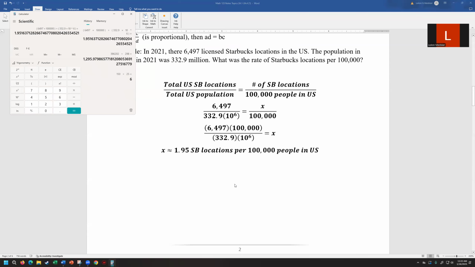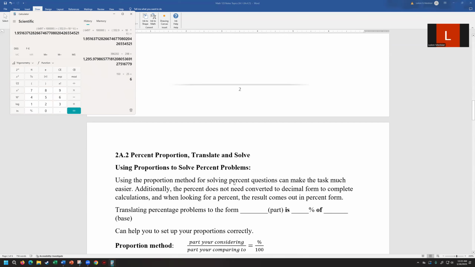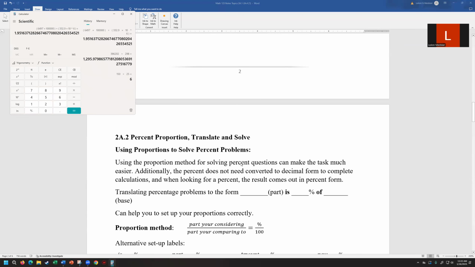Okay, all right, so that ends 2A.1. Remember, we're going to be going through these quicker because all of the little You Try questions are going to follow in the Kahoot that you're going to try on your own. Now 2A.2 is the percent proportion, translate and solve. We're going to be looking at how to do proportions using percentages.